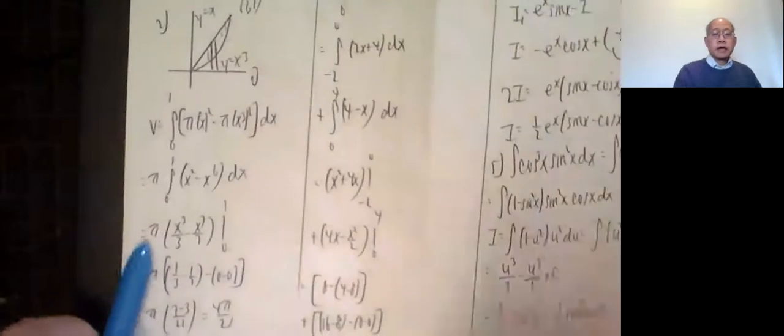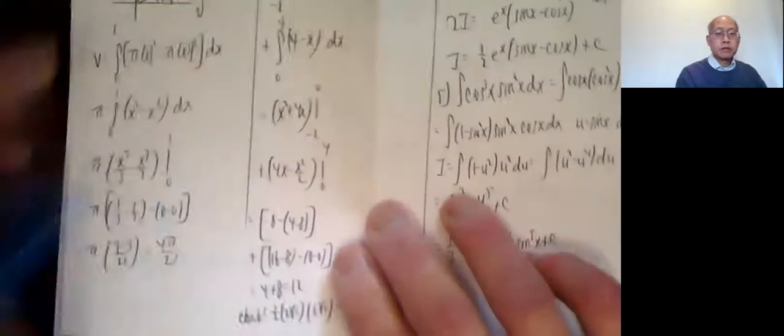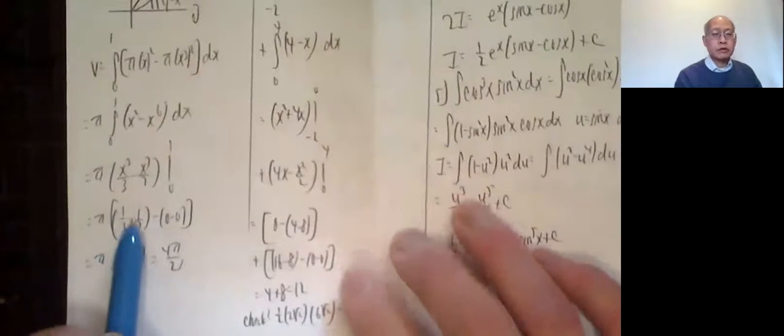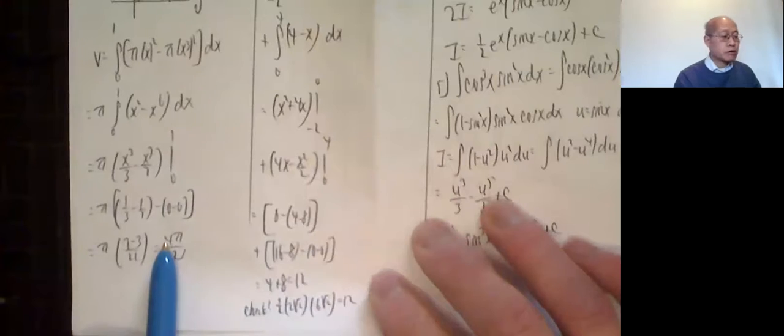Integrate. Pi times x cubed over 3 minus x to the 7th over 7, from 0 to 1. Plug in 0, you get 0. Plug in 1, 1/3 minus 1/7, which is 7 minus 3 over 21, 4 pi over 21.